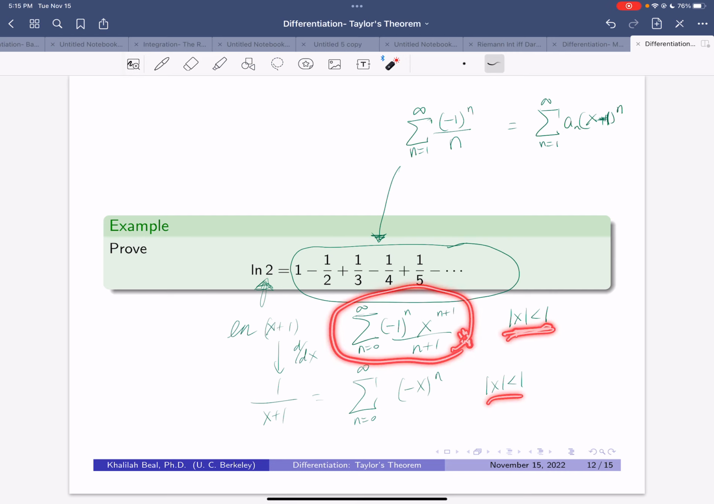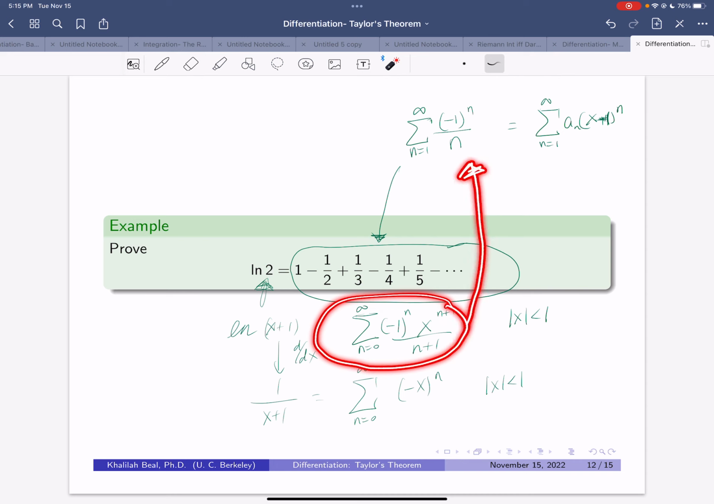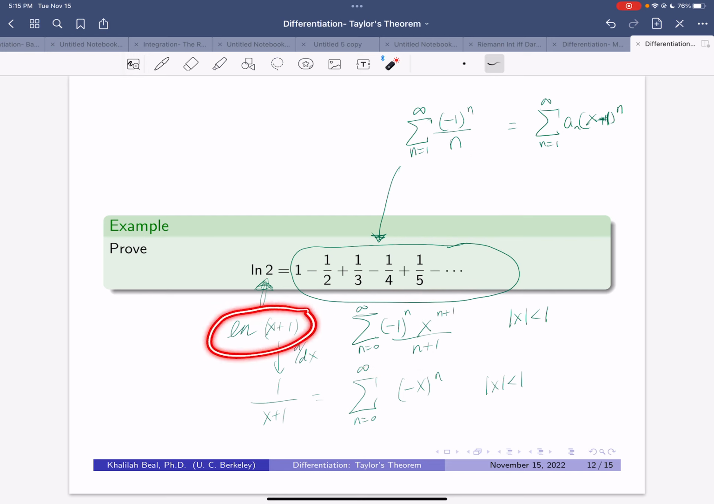I'm looking here, and at x equals 1, this will converge. And at x equals 1, I end up with this, but with a minus sign. I think I'm off with a minus sign, right? So all I have to do is show that this is really equal to this. The remainder goes to 0 at 1. Okay.